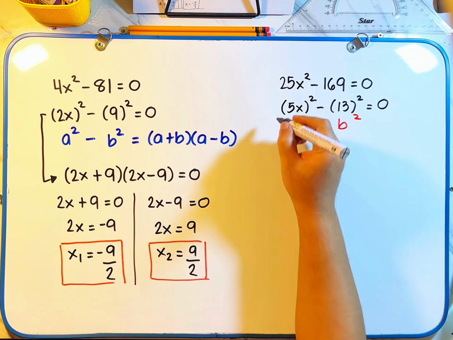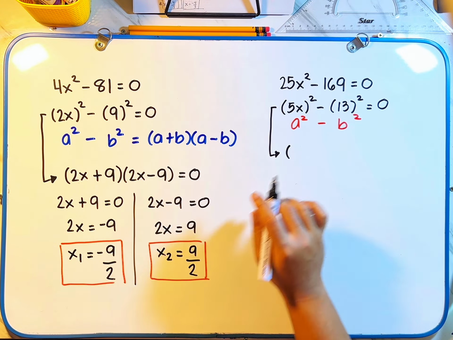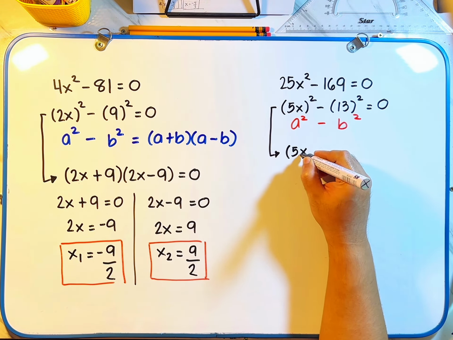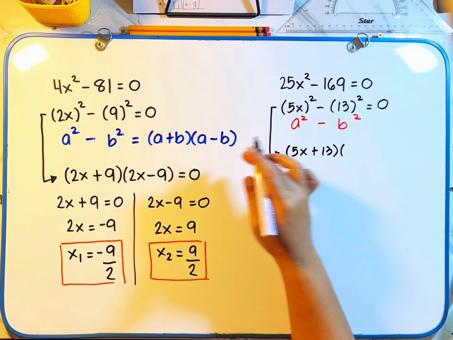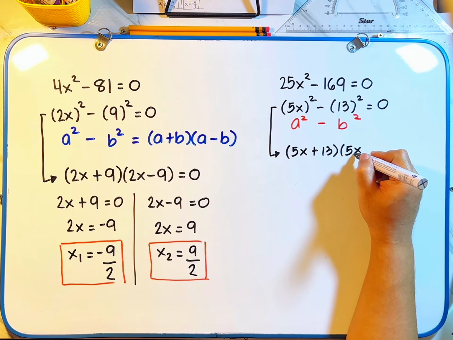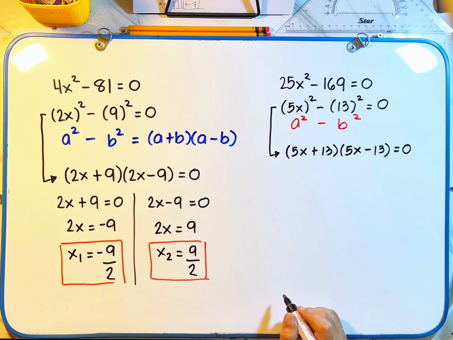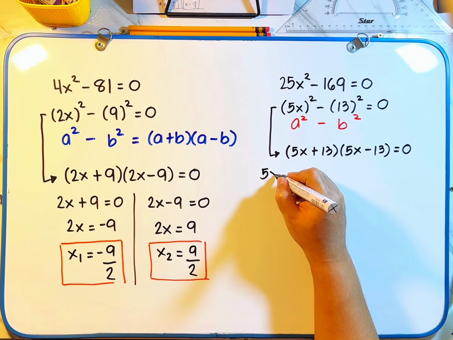Let us follow. The factored form is a plus b. A is 5x, b is 13. So 5x plus 13, and then times a minus b, 5x minus 13 equals 0. And we will apply the zero product property. Equate the first factor to 0 and solve for x.